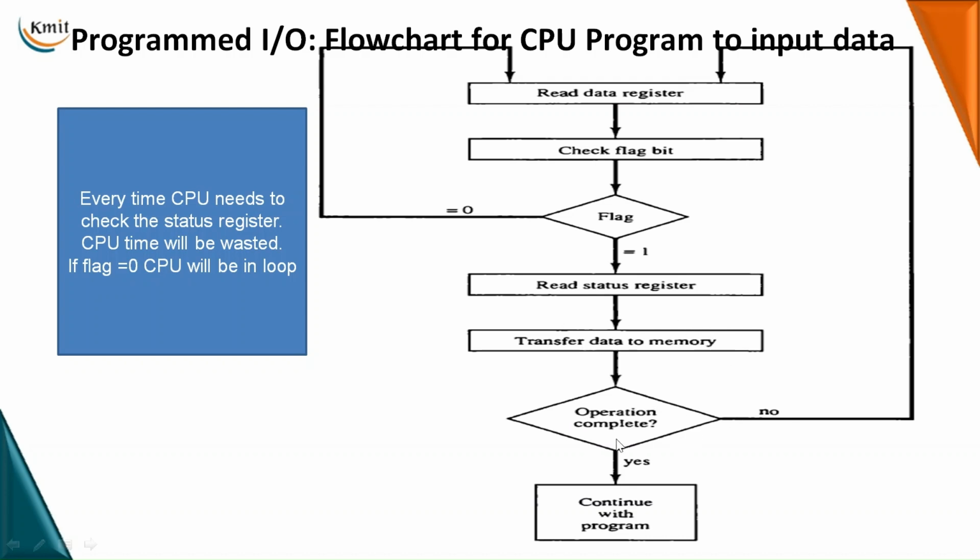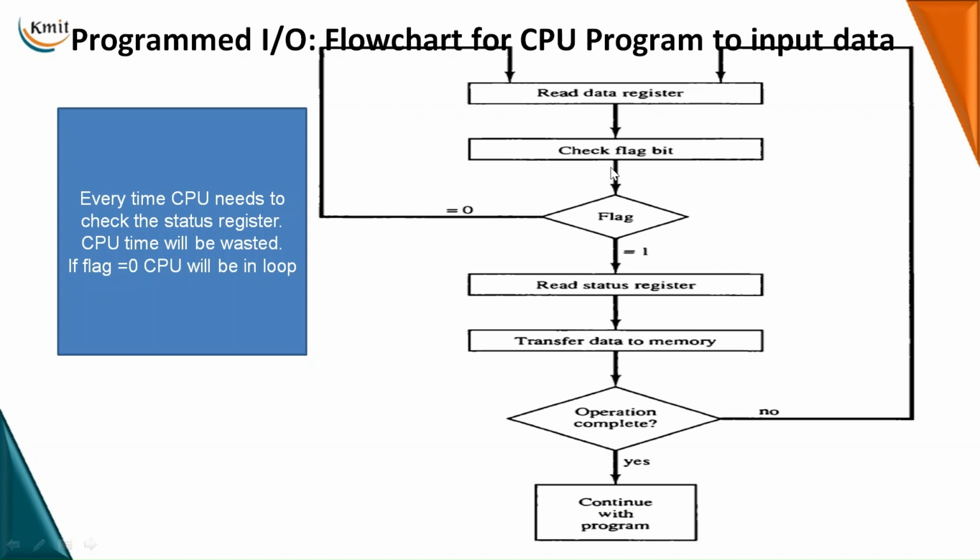Say the entire data transfer is for a hello message that I want to send from the keyboard to the memory. The first byte will be H, the second byte E, then L, and similarly 5 characters, 5 bytes of information. But at a time, only 1 byte of information can be transferred from the input output peripheral to the memory. So when 1 byte is done, if the operation is not yet complete, it will go back and read the data register for the next byte of information.